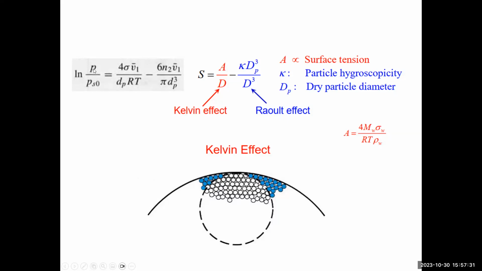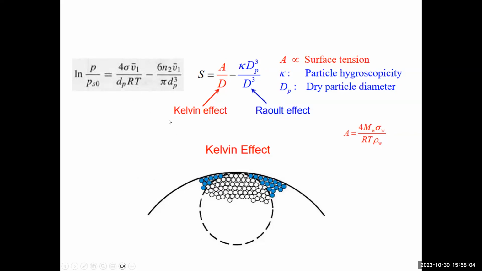Further, the ratio between these two pressures is the saturation ratio, right? Basically, this is the actual partial pressure divided by the saturation vapor pressure, and this is specifically the saturation ratio over a droplet. We further mention that the first term is related to the Kelvin effect, and the second term is related to the salt effect, or the solubility of the particles. That effect is called the Raoult effect.